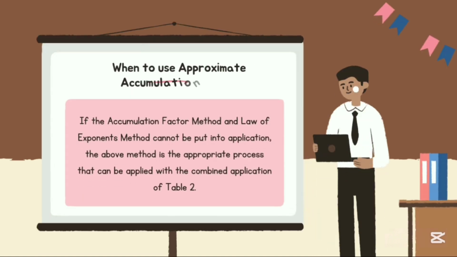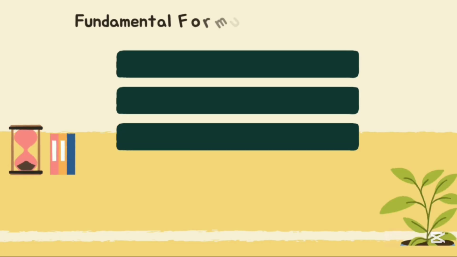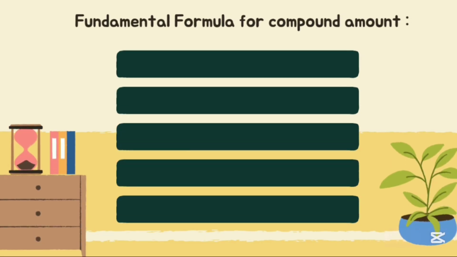Now the question is, when do we use approximate accumulation method? So if the accumulation factor method and the law of exponents method cannot be put into application, the above method is the appropriate process that can be applied with the combined application of Table 2. So in solving this method, we have here the fundamental formulas for compound amount.